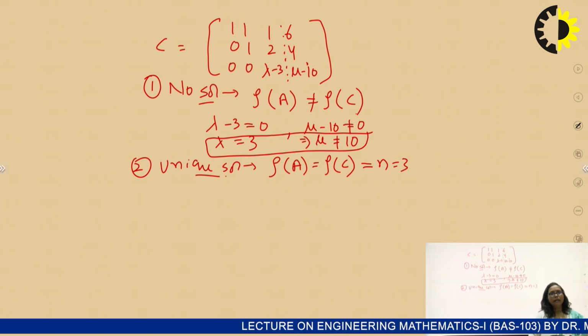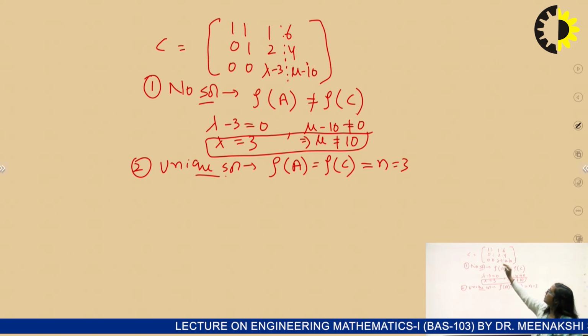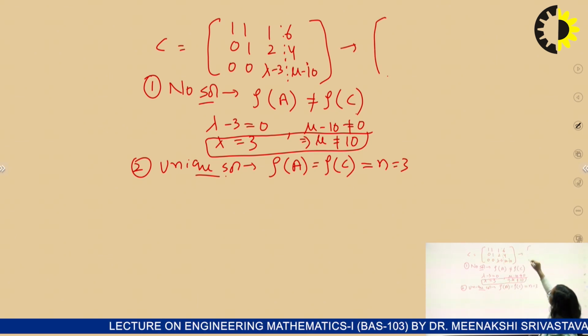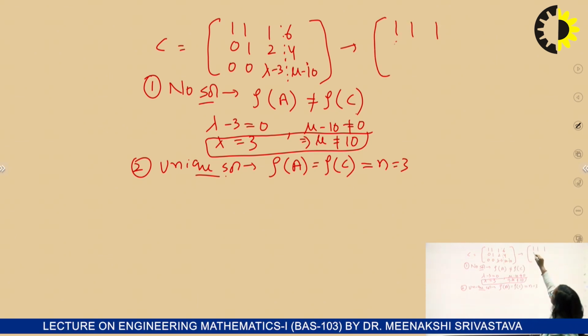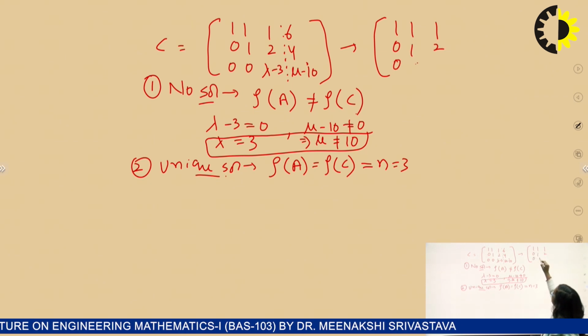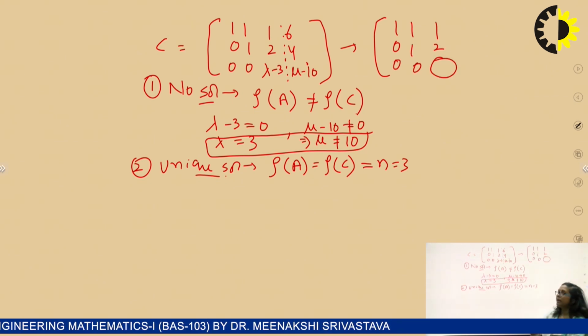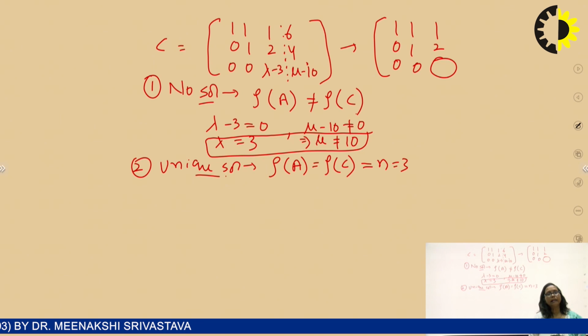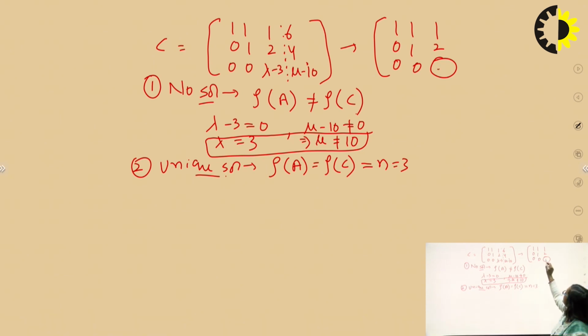Now look at what it means for the rank of this coefficient matrix to be 3. If I write down this matrix again, it is 1, 1, 1; 0, 1, 2; 0, 0, and this element. What should this element be so that the rank is 3? I know that in echelon form, the rank is the same as the number of non-zero rows. So this element must be non-zero.